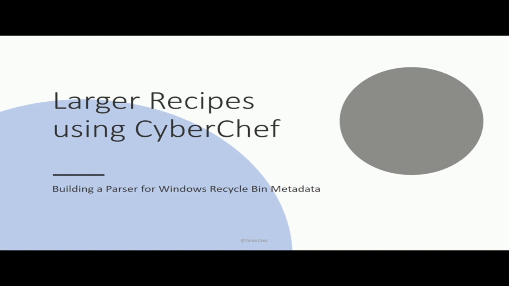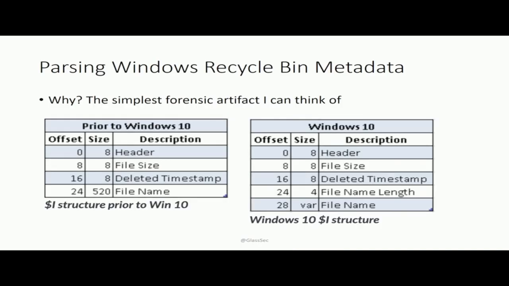And I took it a little further. I decided to see how applicable CyberChef would be towards building a forensic parser. My go-to for learning forensic parsing is the Windows recycle bin, because it's probably the most simple artifact I can think of. We're looking at 4, maybe 5 different fields. Windows 10 switched it up a little bit with a name length, but beyond that, it's pretty simple stuff.